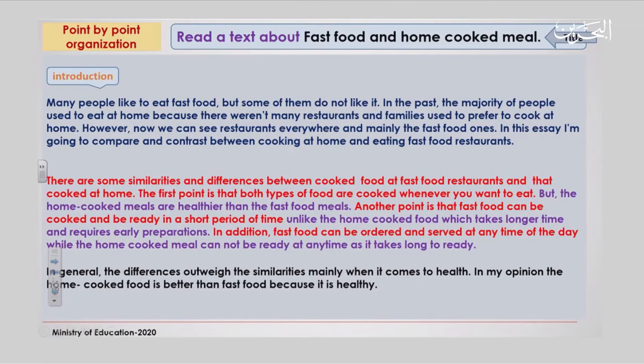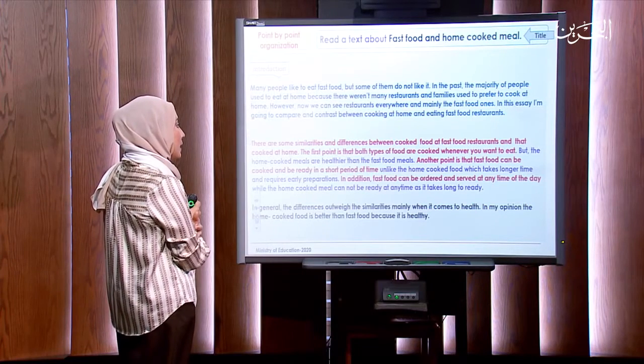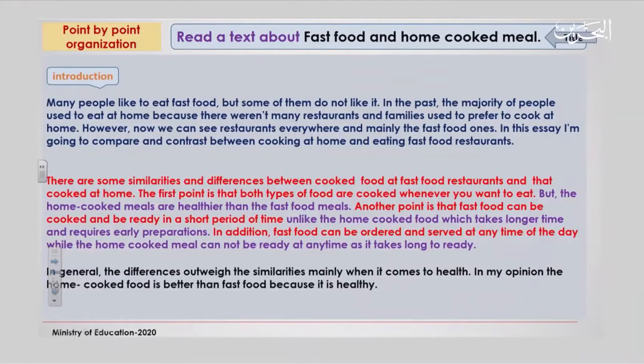There are some similarities and differences between cooked food at fast food restaurants and that cooked at home. The first point is that both types of food are cooked whenever you want to eat it. But the home-cooked meals are healthier than the fast food meals. Another point is that the fast food can be cooked and be ready in a short period of time, unlike the home-cooked food, which takes longer time and requires early preparations. In addition, fast food can be ordered and served at any time of the day, while the home-cooked meal cannot be ready at any time as it takes long to get ready. Okay, so what do we notice here?